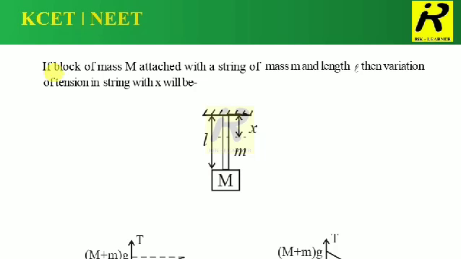Here we are seeing a question. If a block of mass M is attached to a string of mass m and length L, then the variation of tension in the string with x will be.